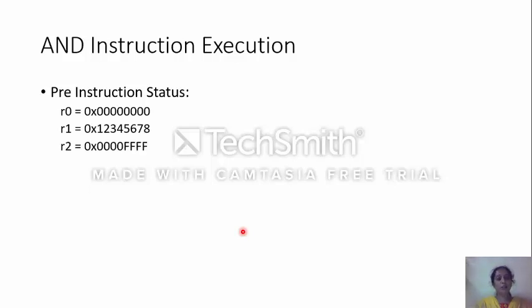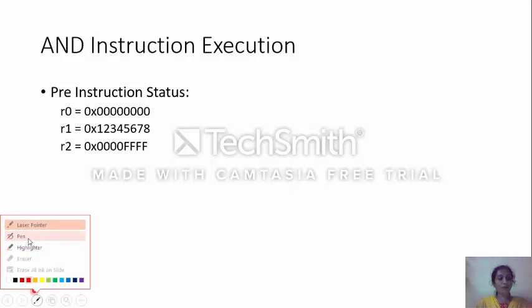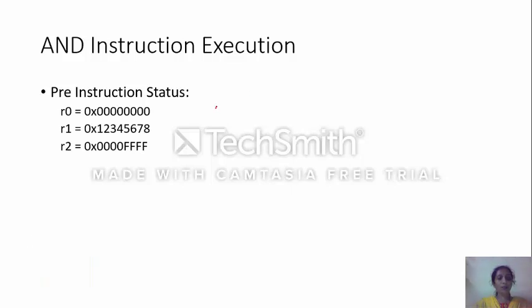R2 is containing another number which is used for the ANDing operation, that is 0000FFFF. Remember, all these numbers are 32-bit. Don't forget that all the registers here used are 32-bit. It means these registers can store a 32-bit number.